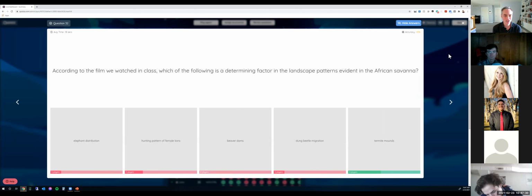According to the film we watched in class, which of the following is a determining factor in the landscape patterns evident in the African savanna? This was the film that Jackson alluded to a little bit earlier in the class, and this was the one looking at the patterns of termite mounds in the African savanna. And that's an example of a landscape pattern created by a natural phenomenon as opposed to human activities.